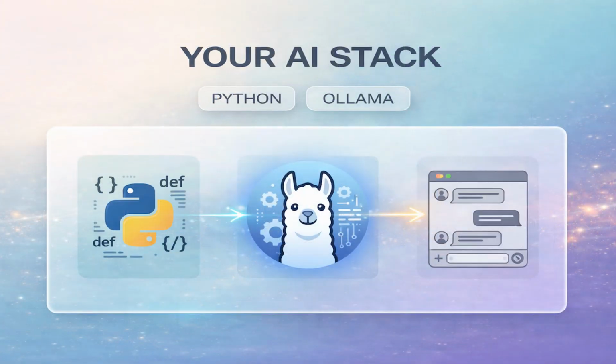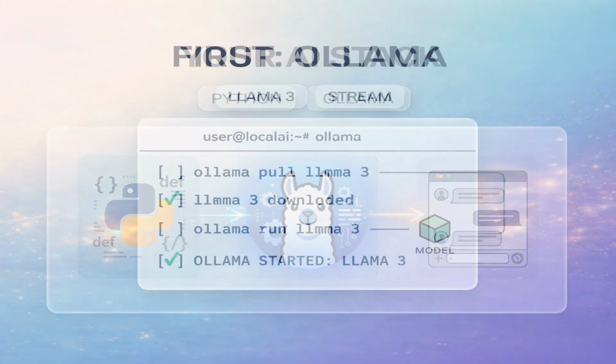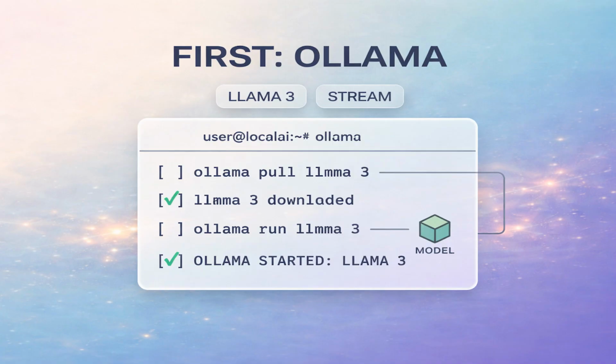Under the hood, we'll use Python for the API, Ollama to run the model locally, and a lightweight UI to interact with it. Nothing fancy, just a clean setup you can actually run on your machine. First step, get the local model running. Once Ollama is installed and a model like Llama 3 is pulled, we'll test streaming responses, because if that works, everything else builds on top of it.